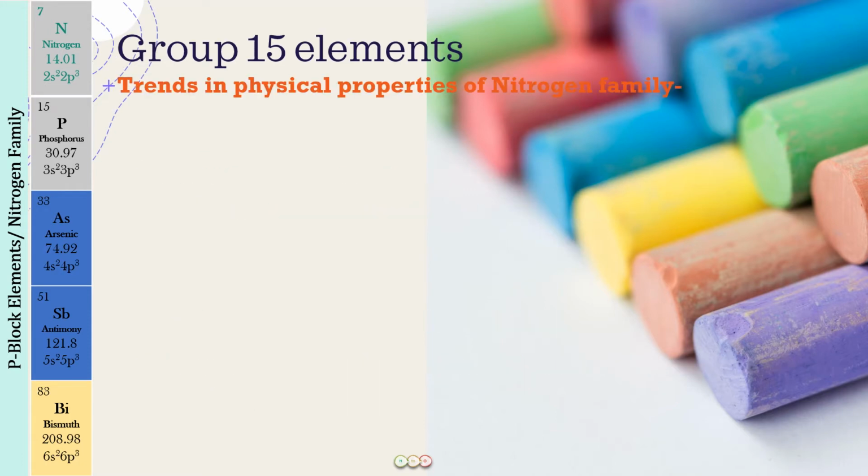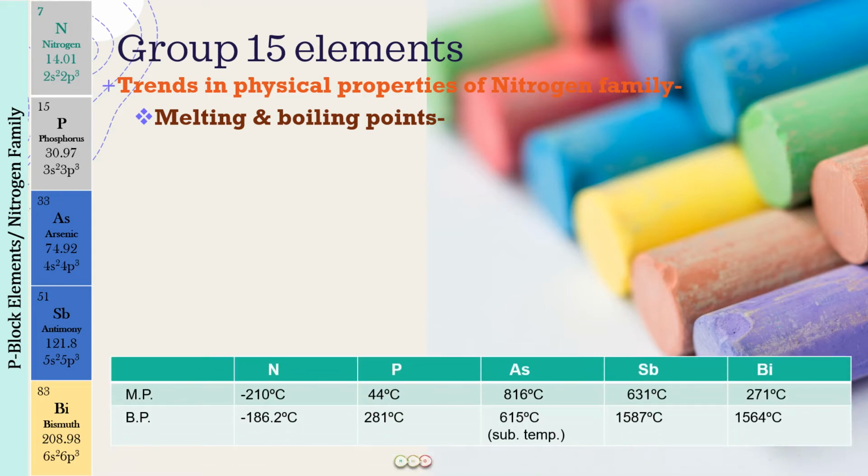Now the next trend that we have to learn is going to be for the melting and the boiling points, and this is a trend that is going to be important for you people to understand. So first of all, I want you to look at this table. This table is showing us the melting and the boiling points from nitrogen to bismuth. I have written them down in degrees Celsius. The table that you saw at the start of the lecture, the table which is given in the NCERT textbook, has the temperatures in Kelvin.